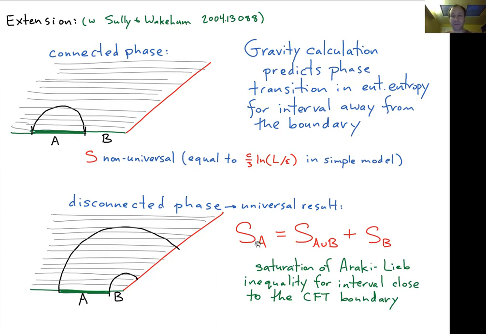In general, this is something like subadditivity or strong subadditivity. There's something called the Araki-Lieb inequality, which is like a triangle inequality for entanglement entropies. And so generally this would be an inequality, but gravity predicts that it's saturated to leading order in large N. Okay, so you have this interesting gravity result where in this case it's a connected RT surface. In this case, it's a disconnected RT surface.